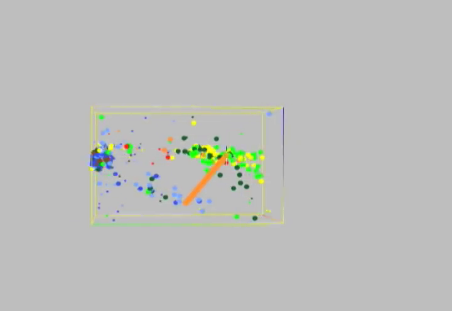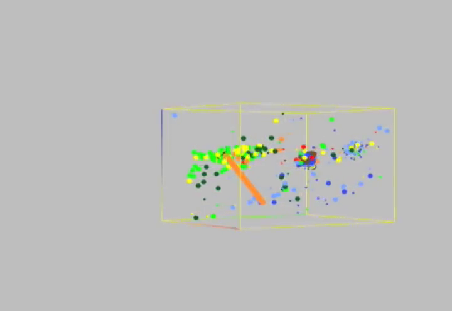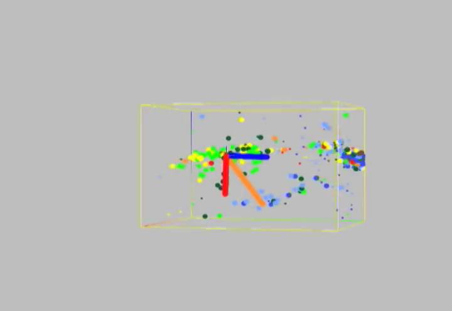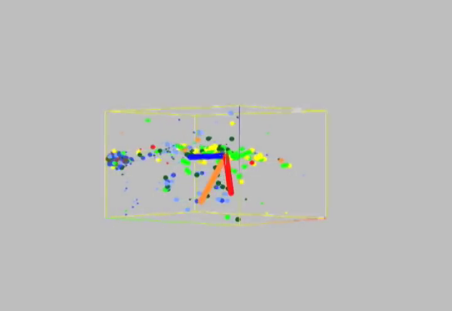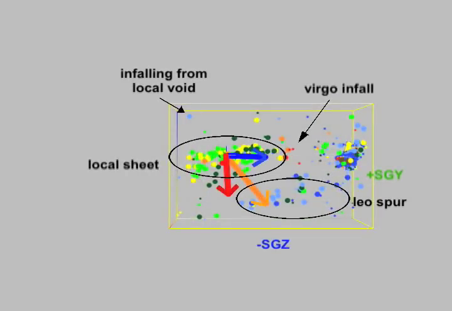The other obvious feature of this region is the predominance of blue associated with galaxies below the equatorial plane in what I have called the Leo spur. Is the Leo spur falling toward our cloud? The orange vector representing our motion with respect to galaxies within 3,000 kilometers per second can be partitioned into two components. The blue vector points toward the Virgo cluster, a known source of attraction. The red vector is the residual. It points away from the local void.